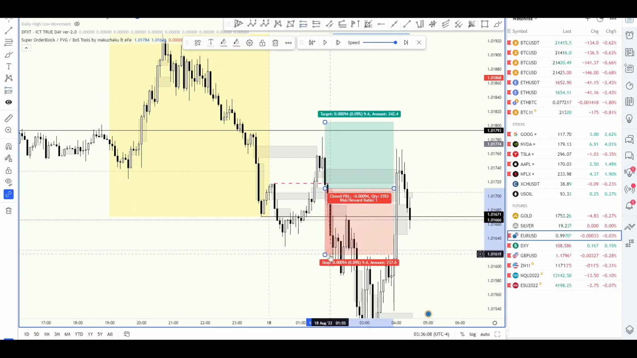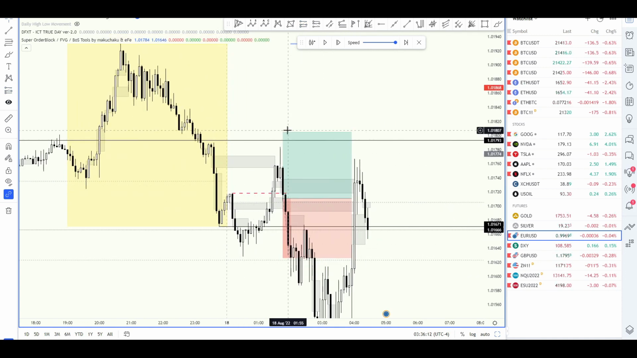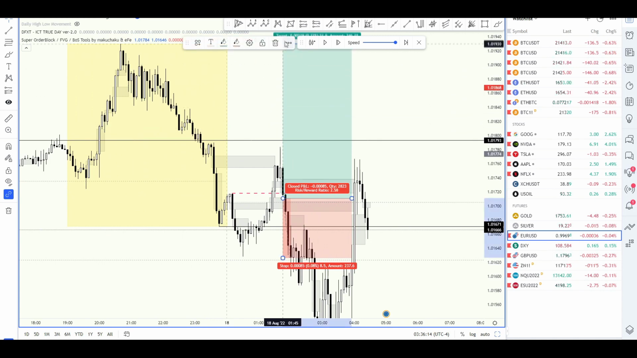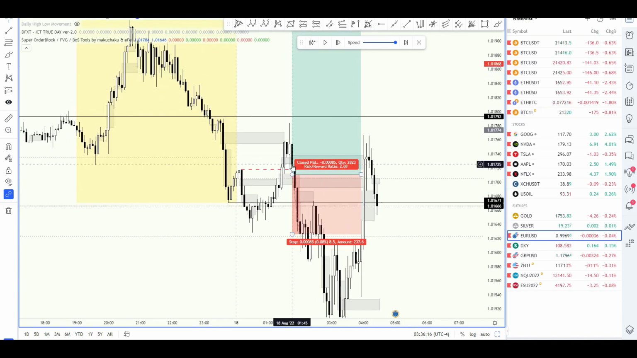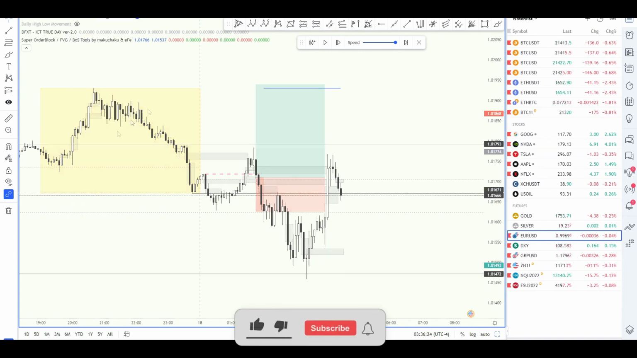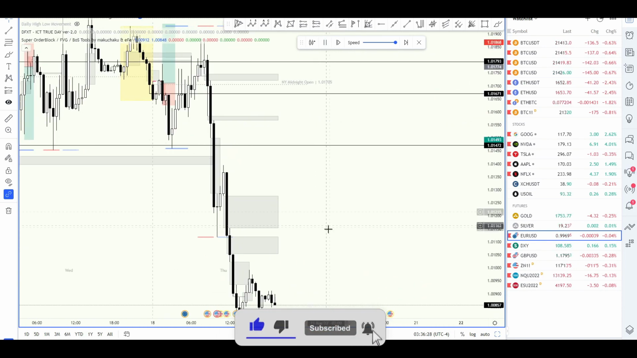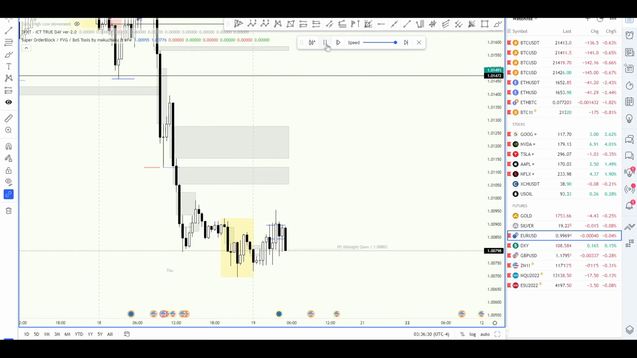So an entry would be here, the stop loss below this swing low basically, and we aim for free RR, but it is obvious that we are being stopped out. So that is a losing trade. Right now, I think it's 2 losing and 1 winning trade. Let's see what market gives to us the next day.